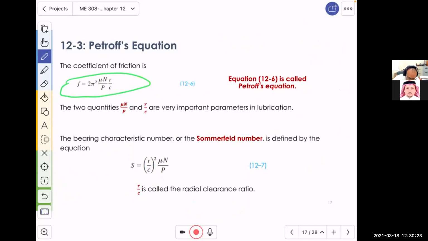Now, this ratio, as written down, is very important. It actually has a name. It is the bearing characteristic number. And this ratio over here is called the radial clearance ratio. If you look at them, R is the radius of the journal, C is the gap between the journal and the bearing. So it's basically telling you how much fluid is in there. And mu is the viscosity, N is the RPM, and P is the pressure.